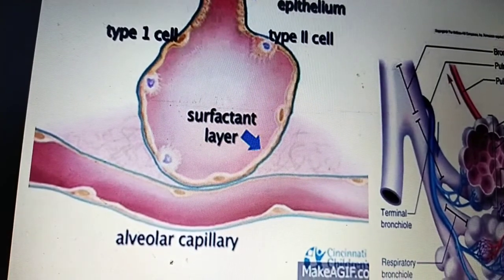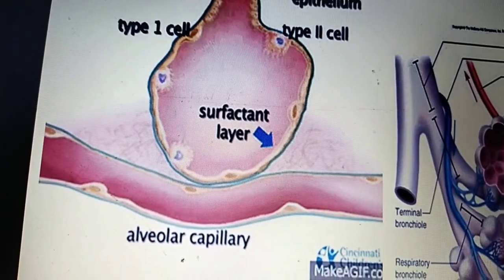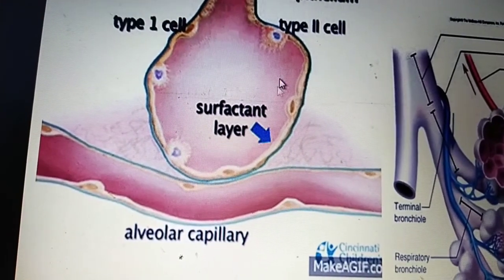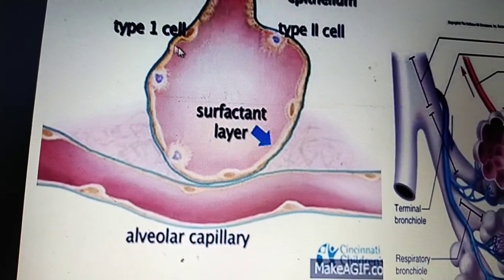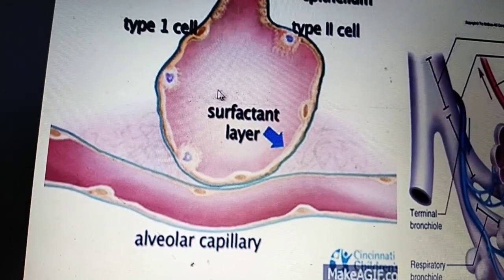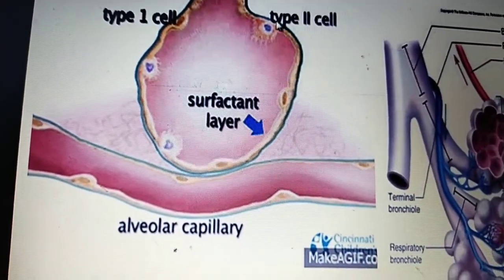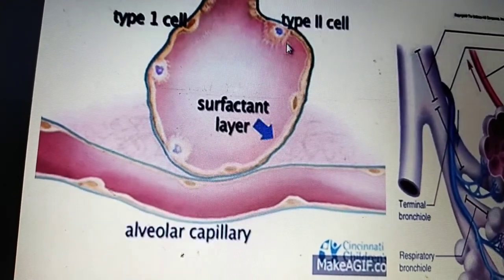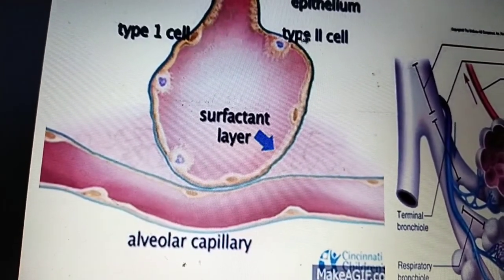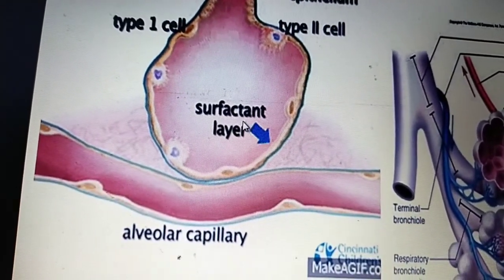Type 1 cells cover 95% of the alveoli, the sac of the alveoli. And in the type 1 cells, most of the gas exchange occurs. This is a type 2 cell. These type 2 cells secrete the pulmonary surfactant, and reabsorb sodium and water to prevent fluid buildup.